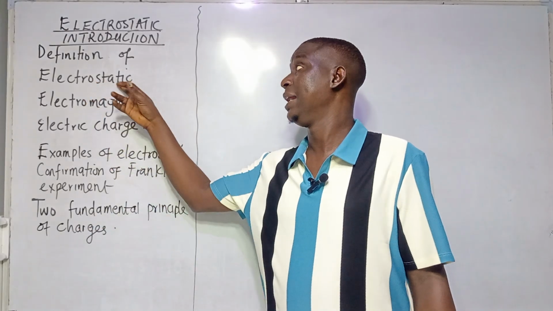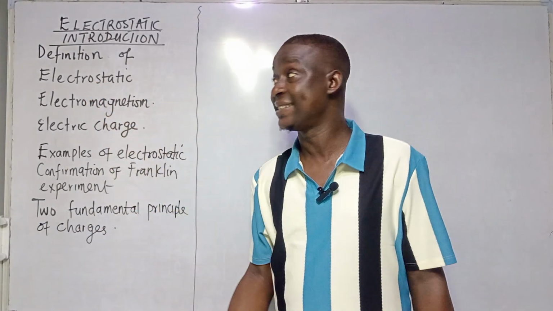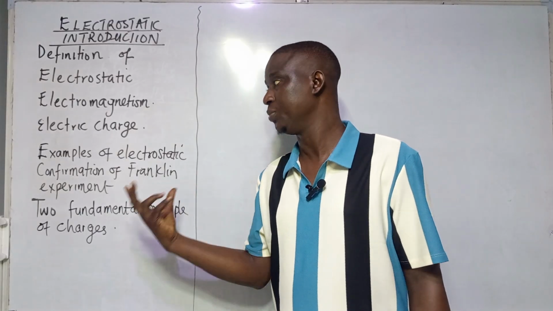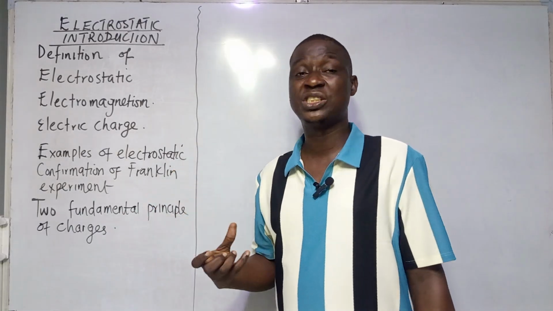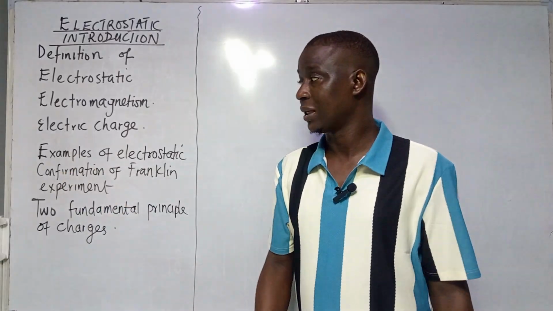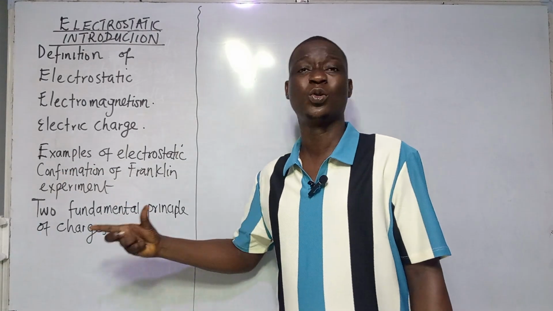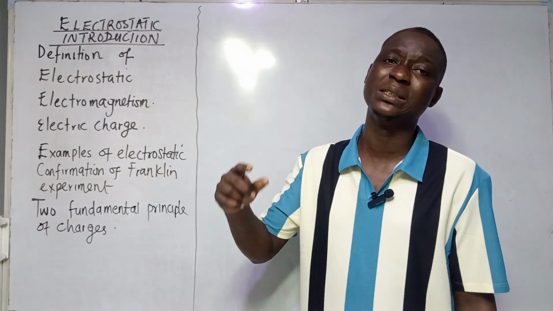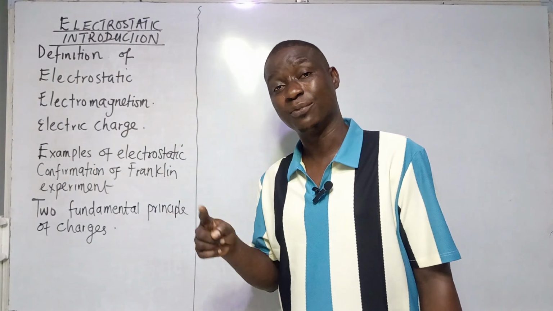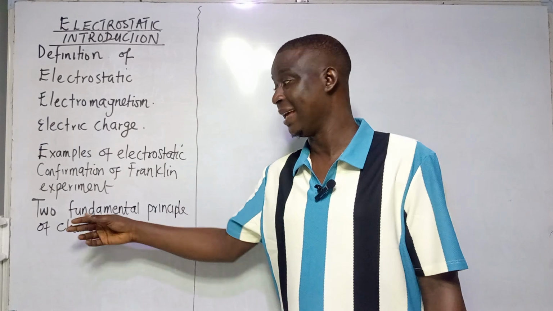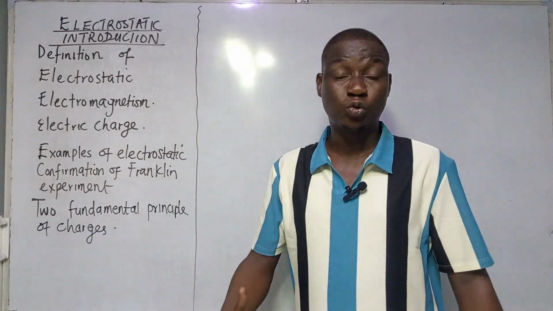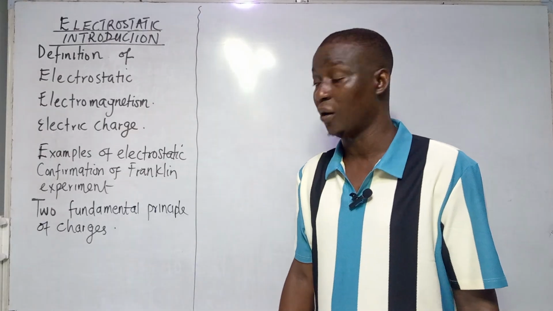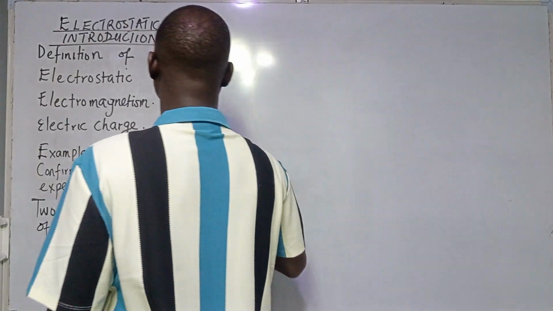We are going to look at the electrostatics definition, electromagnetism, and electric charge, looking at it in its fundamental attribute and at its intrinsic property. Then we look at examples of electrostatics, and at the confirmation by Franklin, whose experiment was done between 1706 and 1790. Then we look at the two fundamental principles of charges. Now let's start.